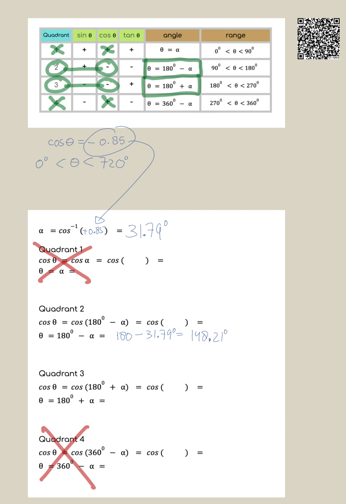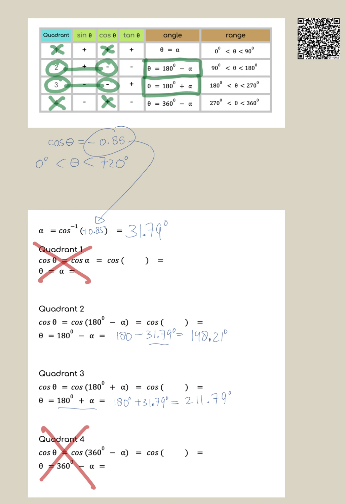And how about quadrant 3? We apply the formula also. For quadrant 3, the angle is 180 plus alpha. So 180 degrees plus 31.79. We can even do this without a calculator. How much do you get? 211.79 degrees.